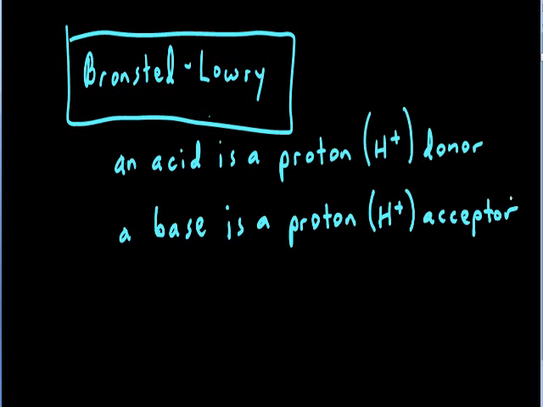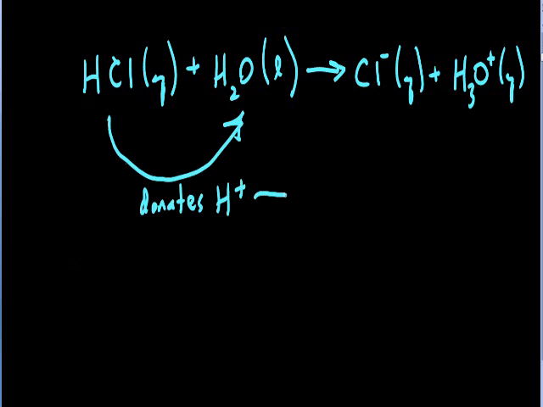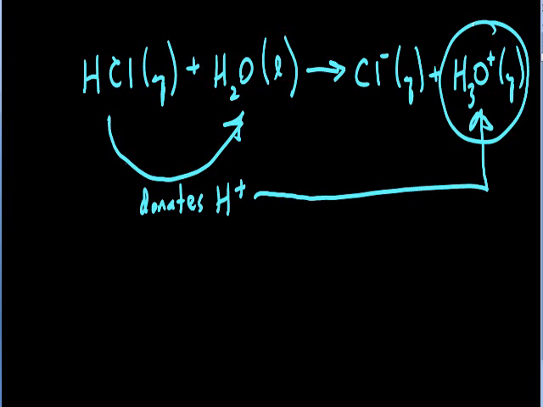According to the Bronsted-Lowry definition, an acid is something that is a proton or H plus ion donor, whereas a base is something that is a proton or H plus ion acceptor. For example, hydrochloric acid: in this reaction, the HCl donates a proton to the water. The water accepts the H plus and turns into an H3O plus, or hydronium ion. In this case, the water is acting as a base by accepting the proton.